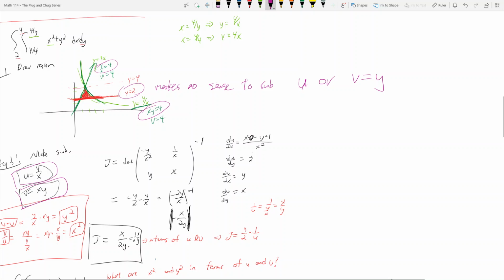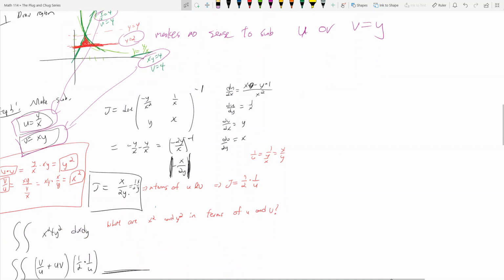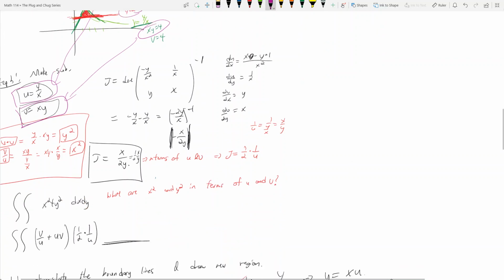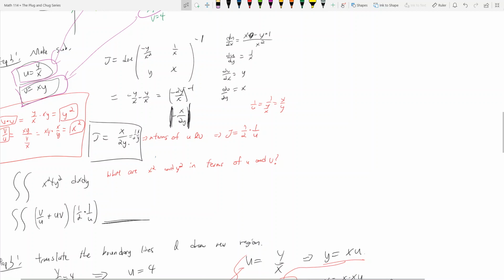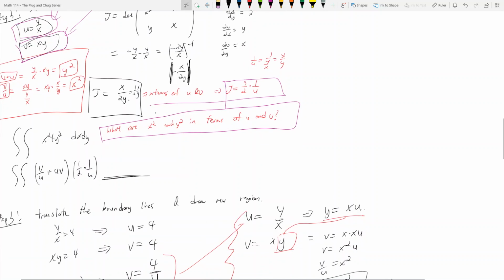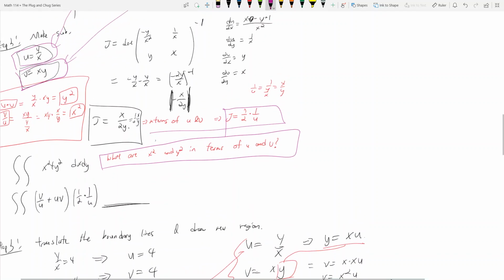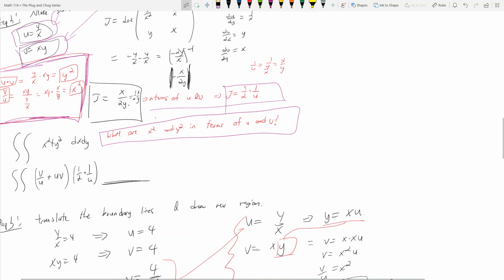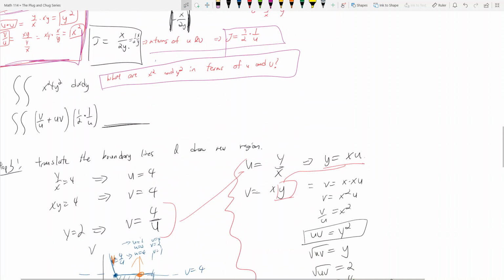So that means we're going to make that sub, and then we find the Jacobian. Cool. And then what we want to do is set everything in terms of u's and v's. So we want to find x squared and y squared in terms of u and v, and we find the Jacobian in terms of u and v as well. And we're able to do that, which is this red box over here, right? We find x squared and y squared in terms of u's and v's, which is u times v and v over u.